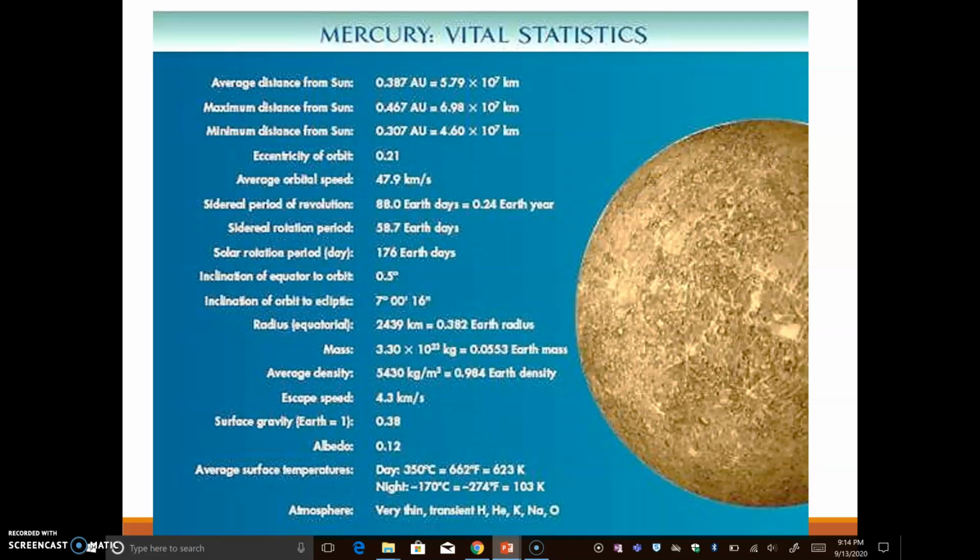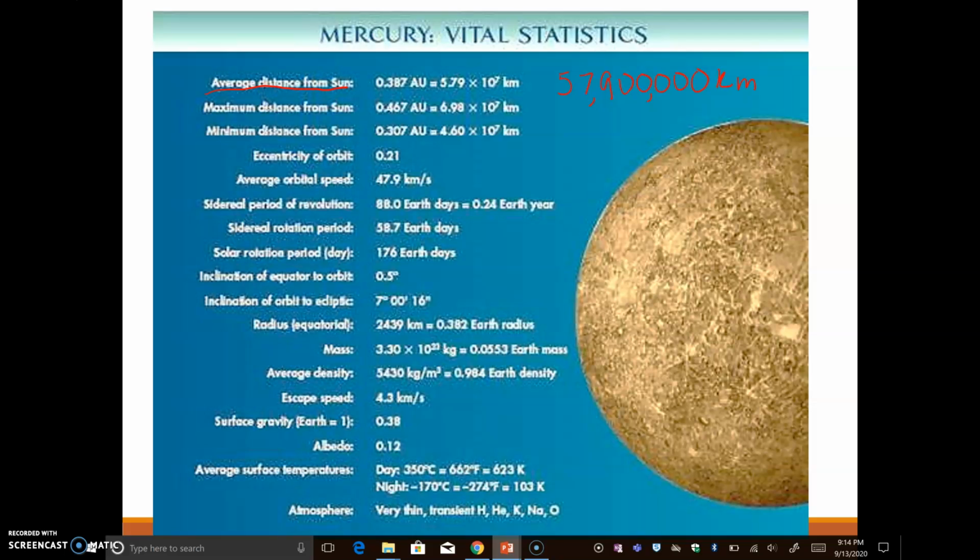So some of the important details that I want you to pull out of this chart right here is our distance from the Sun right here. So Mercury is 0.38 AU, or 5.7 times 10 to the 7th. So that would be 5, 7, 9, and then we would add 5 zeros to the end of that. 1, 2, 3, 4, 5. So that's how many kilometers Mercury is from our Sun.